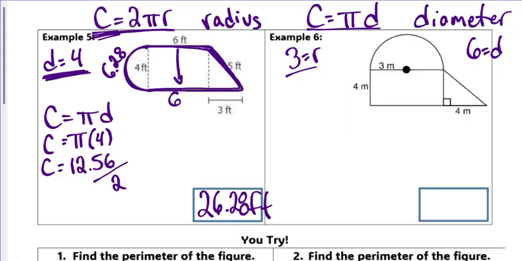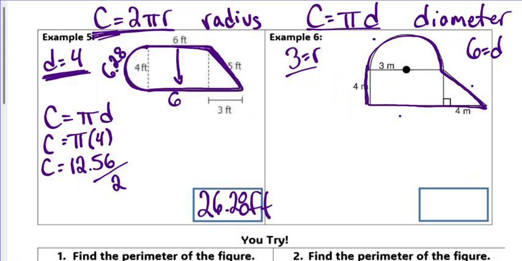Last one, same kind of thing. I need to find the top half of that circle. I'm also going to need to find this slanted side. I'm going to need to find part of the bottom. And that side I actually already have. So I'm missing this, this, and this.